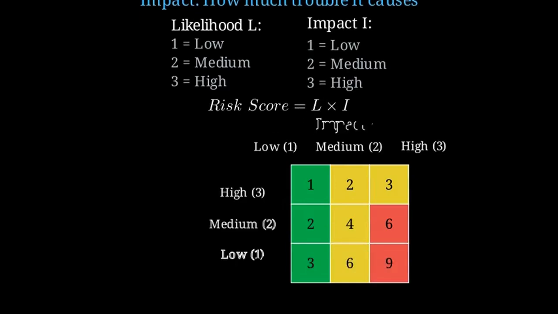Step 3 is using a risk matrix. We place likelihood on the left and impact across the top. Each cell shows the risk score, so we can quickly see which risks are high.